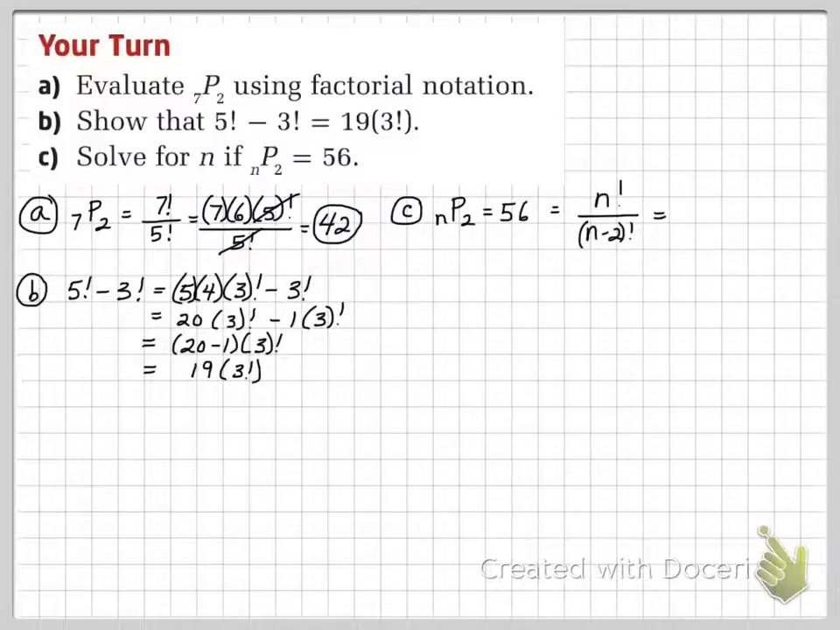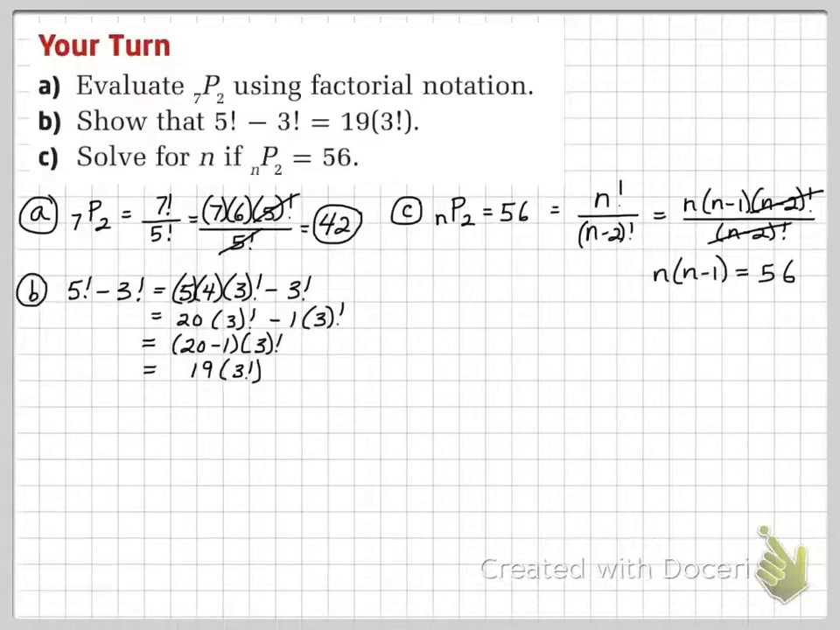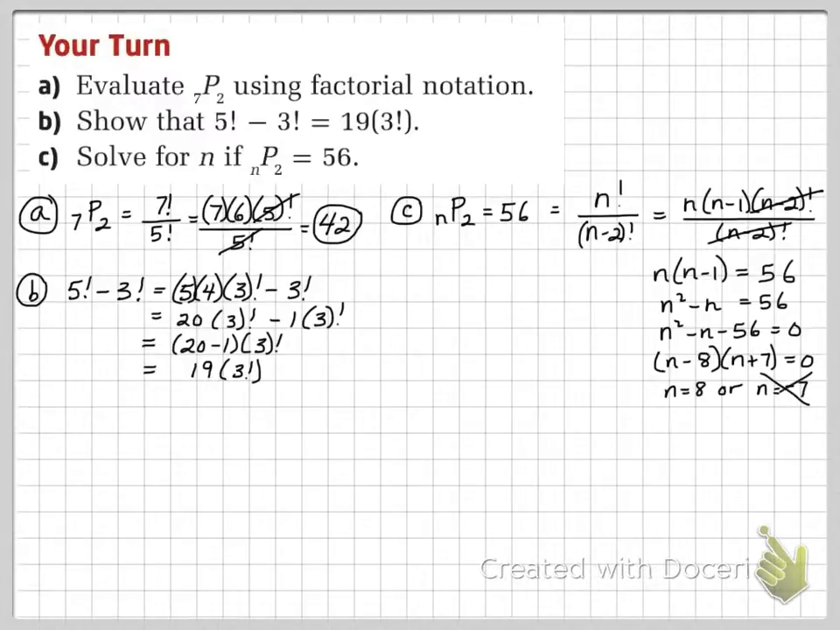For C, nP2 is equal to 56. Well, n factorial over n minus 2 factorial is going to give us n times n minus 1 times n minus 2 factorial over n minus 2 factorial. Of course, those cross out, leaving us with n times n minus 1 is 56. n squared minus n is 56. n squared minus n minus 56 is equal to 0. Factor that to n minus 8 times n plus 7. Now, our negative we're going to be throwing away, so the only solution is n is equal to 8.